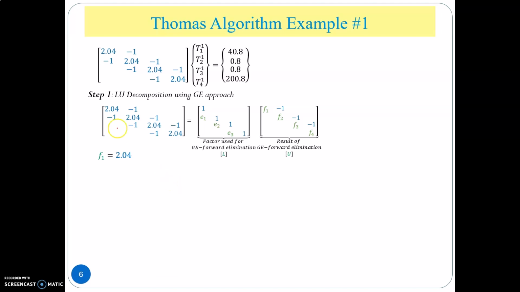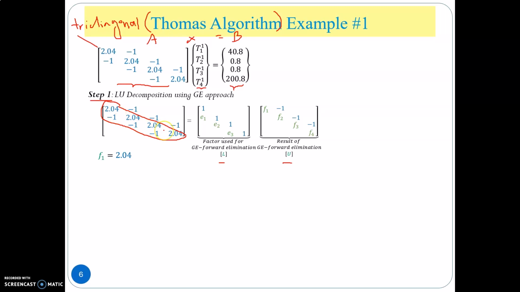Let us solve this problem by using the Thomas algorithm. In this case, we have Ax equal to B, where A is the system matrix, X is the temperature, and B is the output matrix. In this case, you have the tridiagonal system, therefore we can choose the Thomas algorithm because it is the most efficient algorithm compared to GE and also LU. In the first step, we need to find the LU decomposition from this matrix.